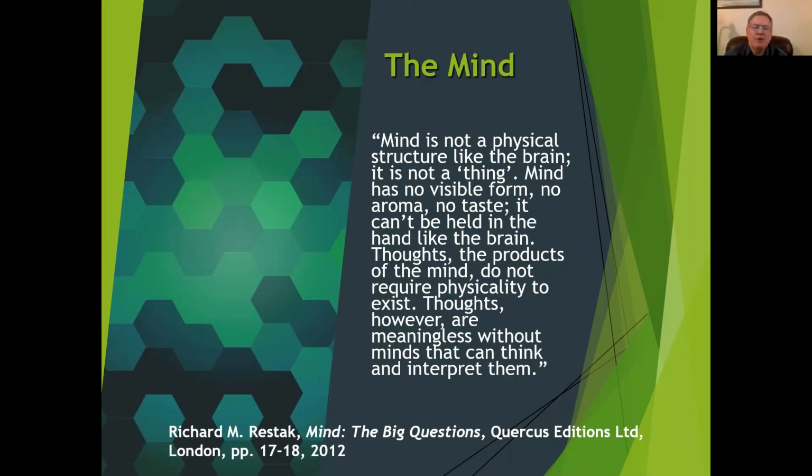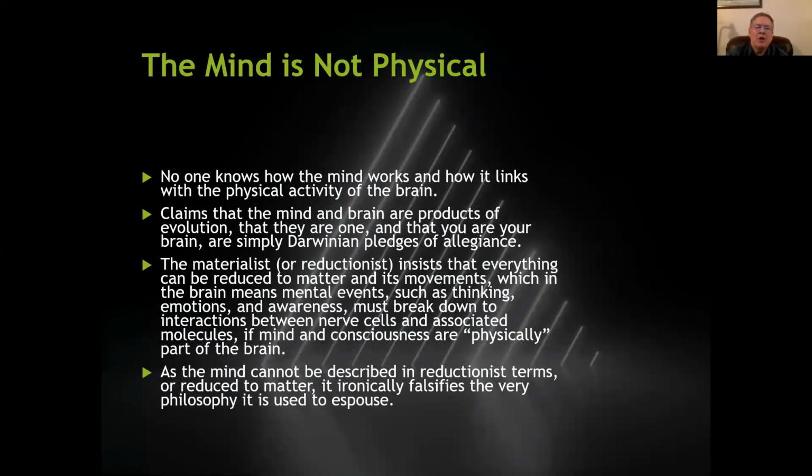It is not a thing. Mind has no visible form, no aroma, no taste. It can't be held in the hand like the brain. Thoughts, the products of the mind, do not require physicality to exist. Thoughts, however, are meaningless without minds that can think and interpret them. Now, no one knows how the mind works and how it links with the physical activity of the brain. Claims that the mind and brain are products of evolution, that they are one, and that you are your brain, are simply Darwinian pledges of allegiance.